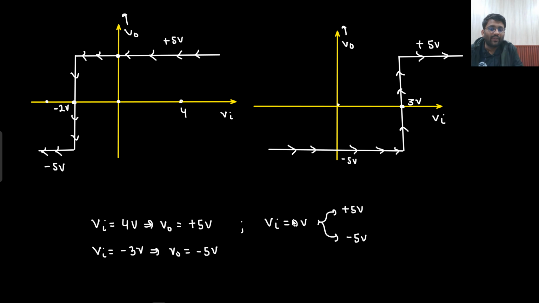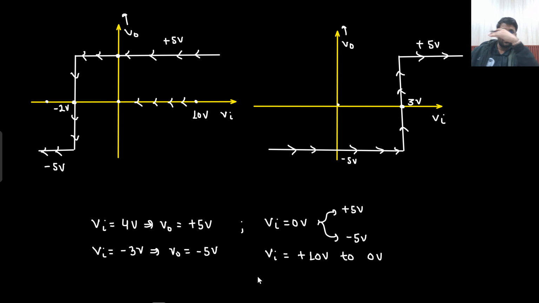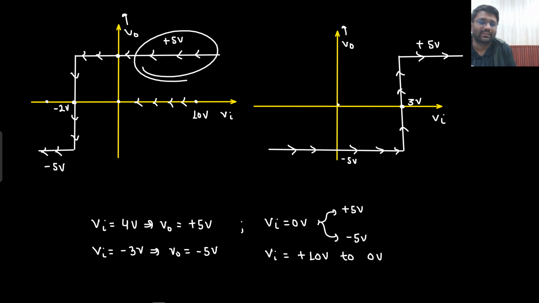You need to ask from where you are getting this 0 volt. Now if someone says that you have moved from plus 10 volt to 0 volt, you have changed your input from plus 10 to 0. Initially you were here, let's say this is plus 10 volt, and you have moved from plus 10 to 0. That means in which direction you have worked? In this direction. So this is the arrow. So now you need to follow this particular characteristics. Here, let's say this is 10 volt.